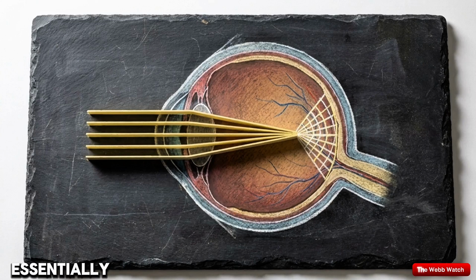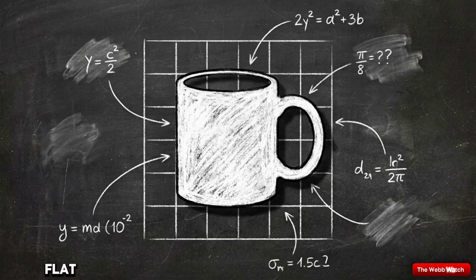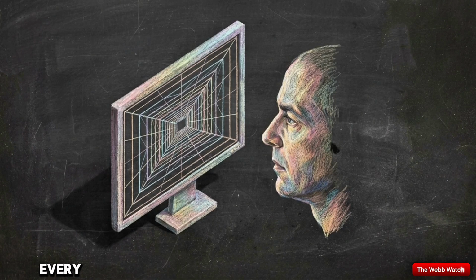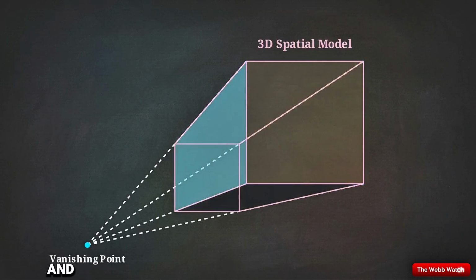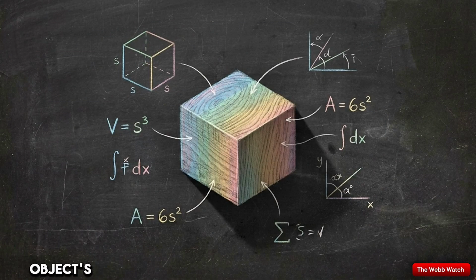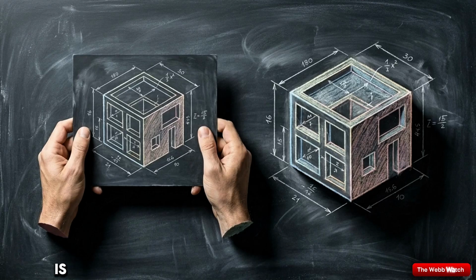Your retina is essentially a biological projection screen. It receives a strictly flat two-dimensional map of light and shadow. The depth you experience every day is a highly convincing trick. Your brain takes that flat map and rapidly processes visual cues like perspective, parallax, and shading to guess the physical object's real shape. Human vision is a mental decoding process of flat projections.